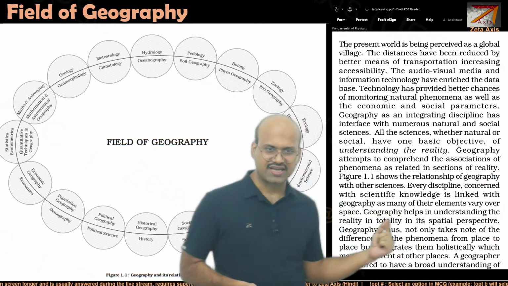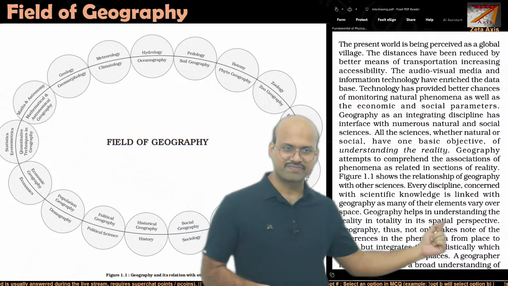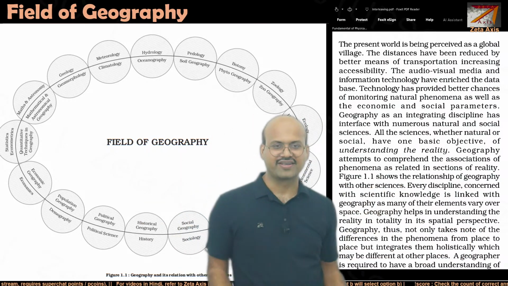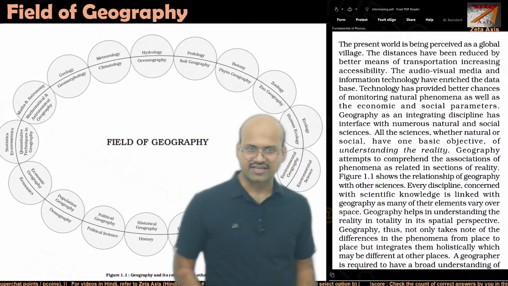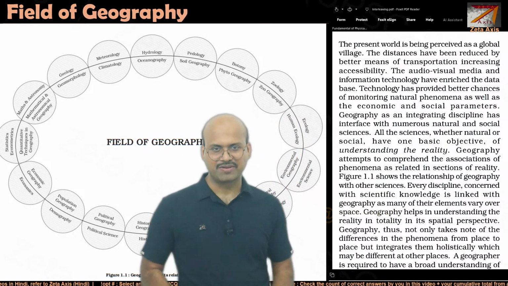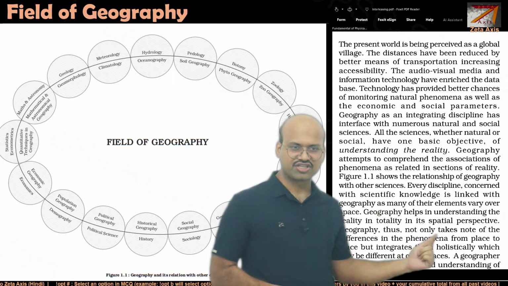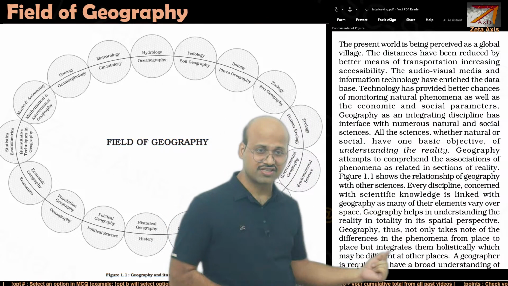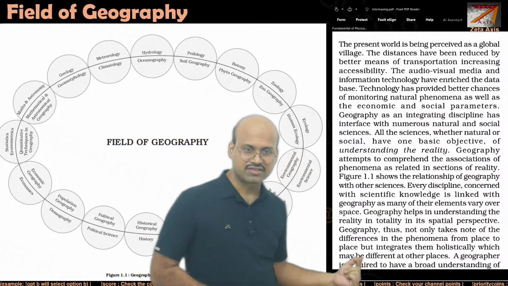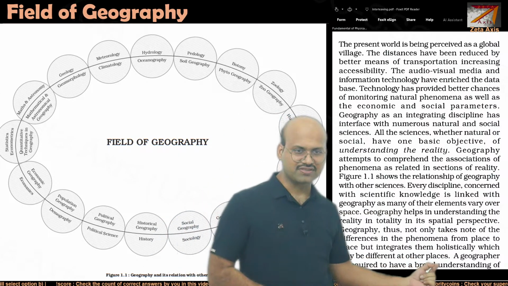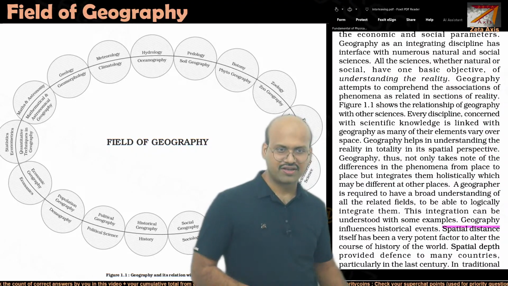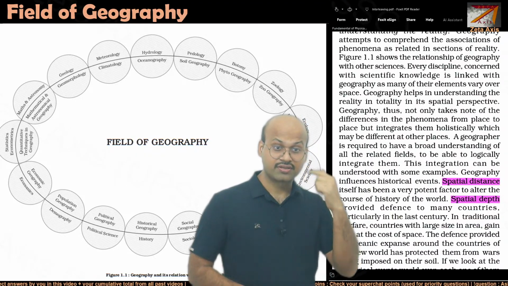Geography helps in understanding the reality in totality in a spatial perspective. So what geography does, it helps you understand the totality, that how many types of plants are there if you are a botanist, and why there are different types of adaptation in plants in different regions. Geography thus not only takes note of the differences in the phenomena from place to place, but integrates them holistically, which may be different at other places. We have already seen in detail how it will help you understand everything holistically.